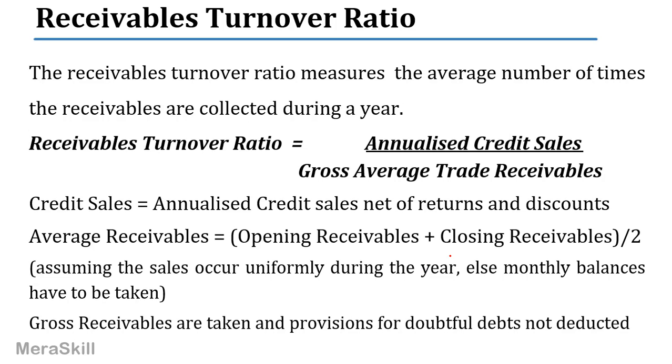Receivables turnover ratio is annualized credit sales divided by average receivables. Why do I say annualized credit sales? In case sales for 3 months, 4 months, etc. is given, convert it to a 12 month, convert it to an annual sales. What would be the sales for 12 months? Use that figure to find out the receivables turnover ratio.